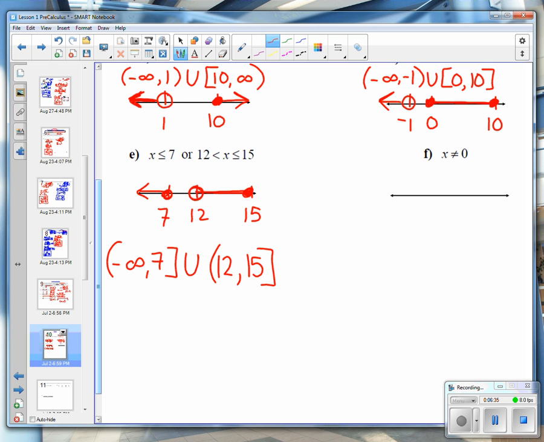x cannot be equal to 0. So that basically means I've got everything except for 0. We have to have an open circle at 0. So I have to do that in two parts, basically negative infinity up to 0, but not including, union, 0 up to infinity. So again, we can just break that up.